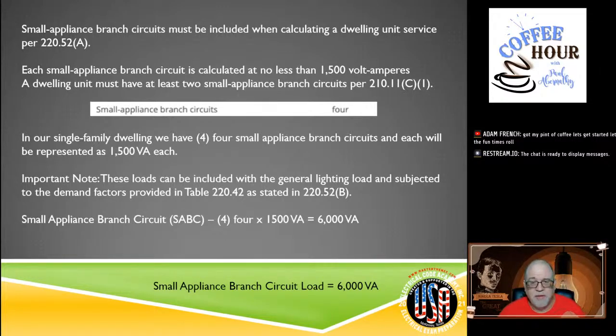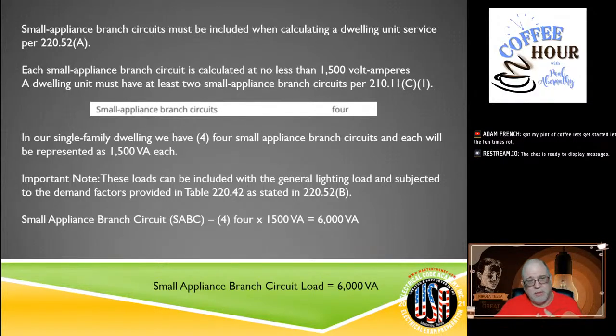Next, it says, in our single family, obviously we have 4, so we're going to be 1,500 each. And a note, these loads can be included in the general lighting load and when it comes to being subject to some demand factors that we're going to do later, okay? So remember, we're going to apply a nice little demand to all this, but right now we're just calculating it out, putting it in there. So we've got 4 of them, obviously 1,500 each. That's 6,000 VA. So we're going to write that down on our little list.